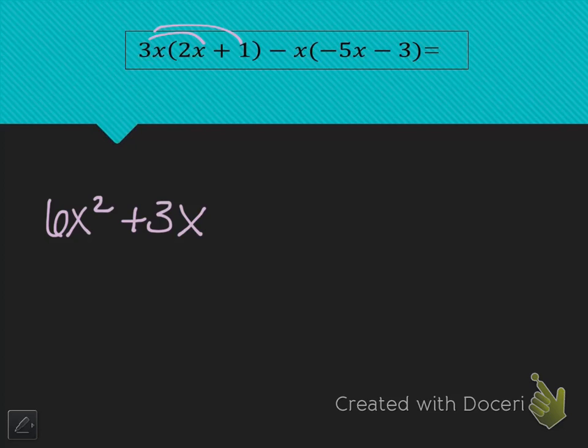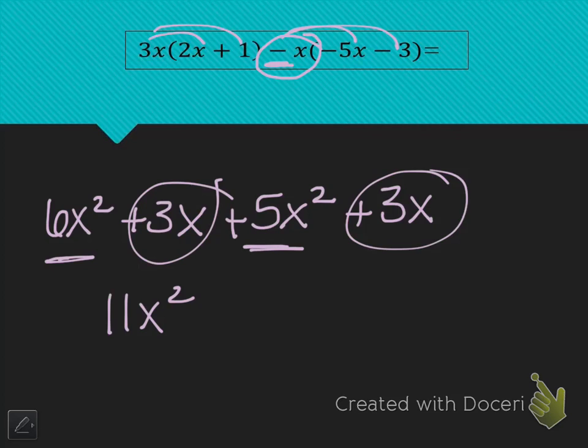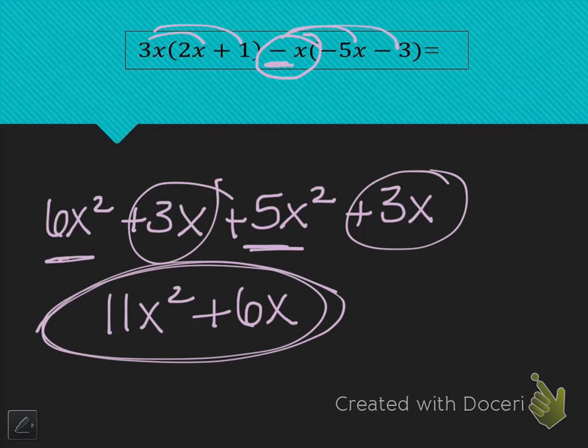We could either distribute it or we can act like this is a negative x multiplied by everything. So if we did that, negative x times negative 5x is going to be a plus 5x squared. And then negative x times a negative 3 is going to be a plus 3x. Okay, you could also distribute this to flip the signs and act like this is a positive then. Okay, so 6x squared plus 5x squared is 11x squared. And 3x plus 3x is 6x. So there's my answer.